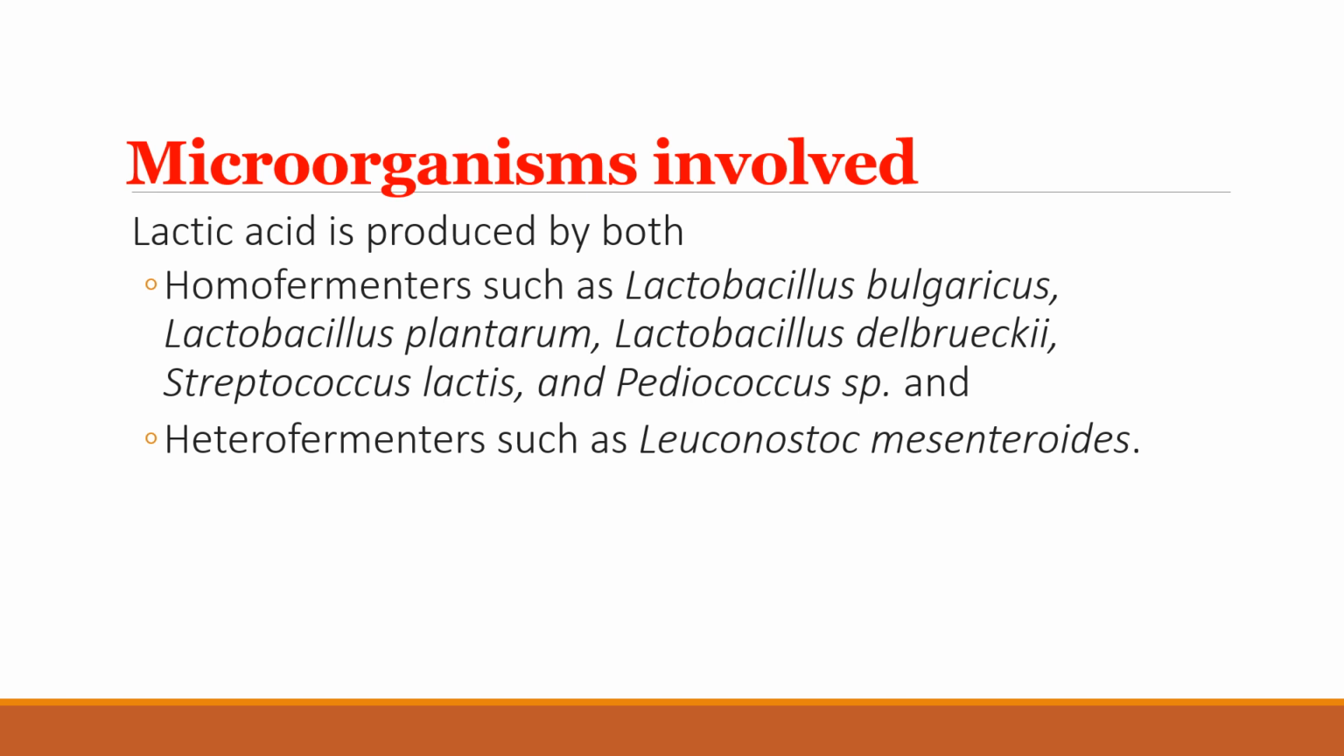Microorganisms involved in the production of lactic acid are both homofermenters and heterofermenters. Homofermenters are those where, when fermentation takes place, a single end product is produced, typically lactic acid. Heterofermenters are those where one or more different products are produced, typically alcohols and lactic acid. Homofermenter examples are Lactobacillus bulgaricus, Lactobacillus plantarum, Lactobacillus delbrueckii, Streptococcus lactis, and Pediococcus species. The heterofermenter is Leuconostoc mesenteroides.